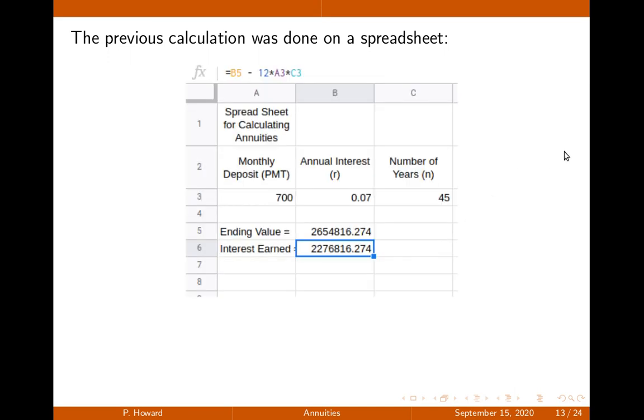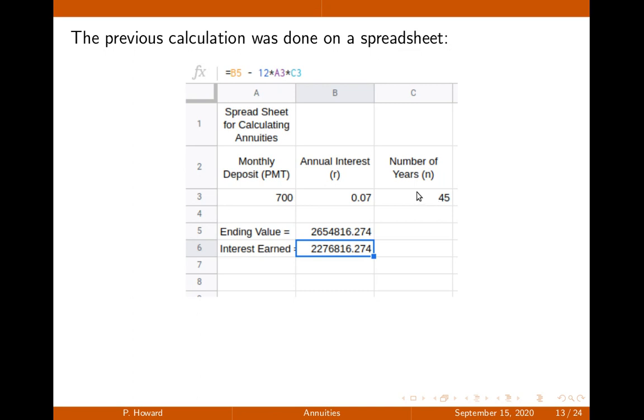So I did the previous calculation on a spreadsheet, and here's what it looks like. This was made from the previous spreadsheet. So as before, I have the monthly deposit in cell A3. I have the annual interest in cell B3, and the number of years is in cell C3.